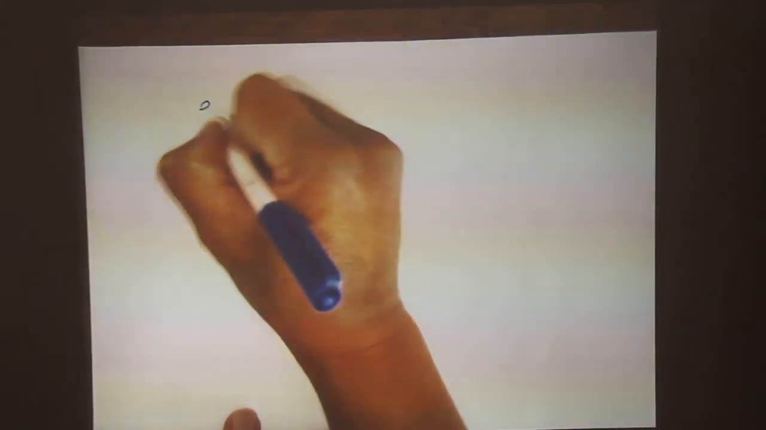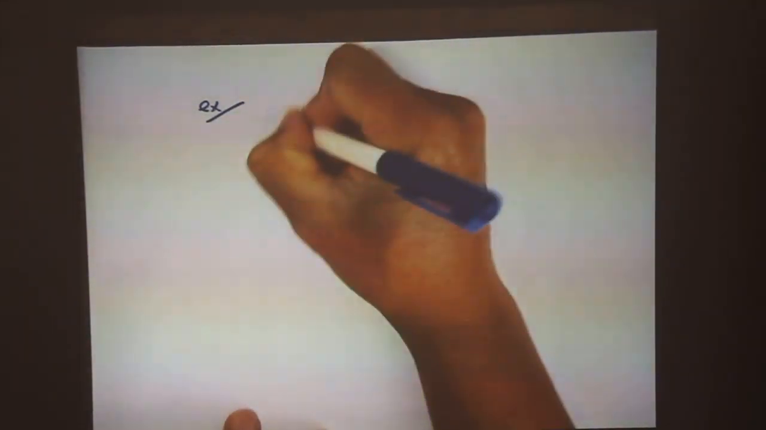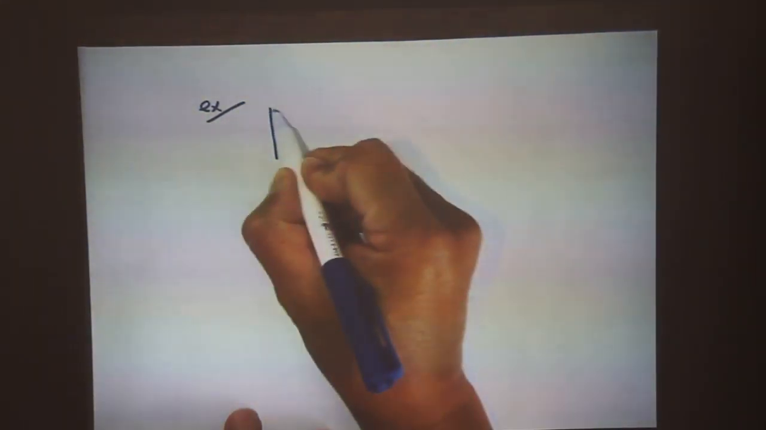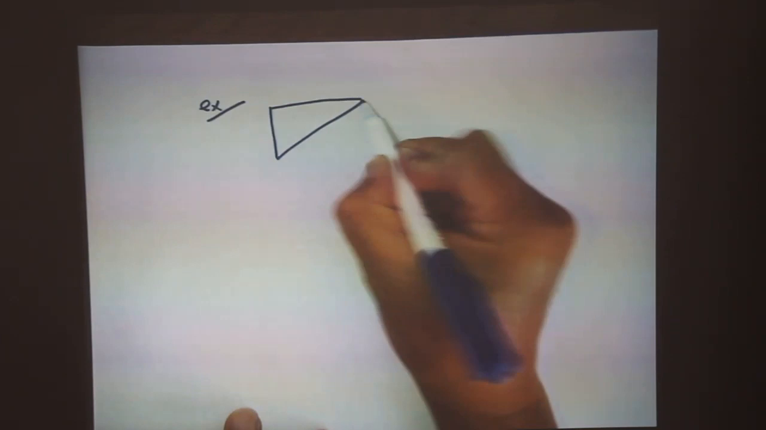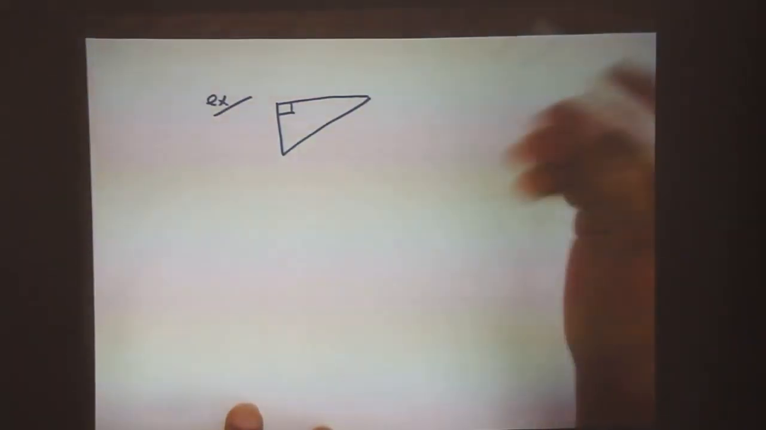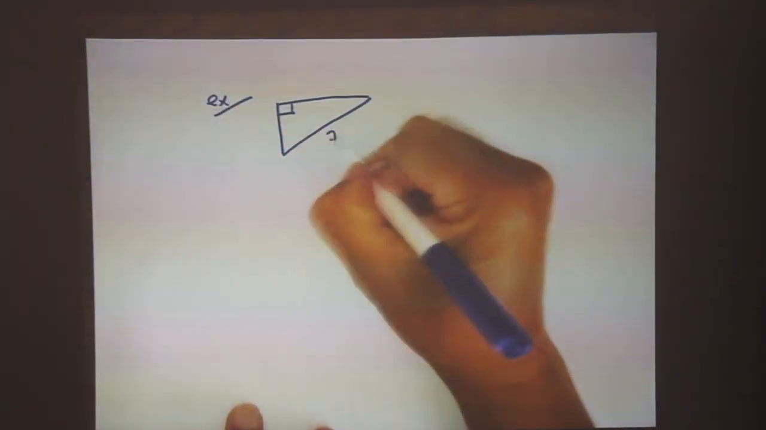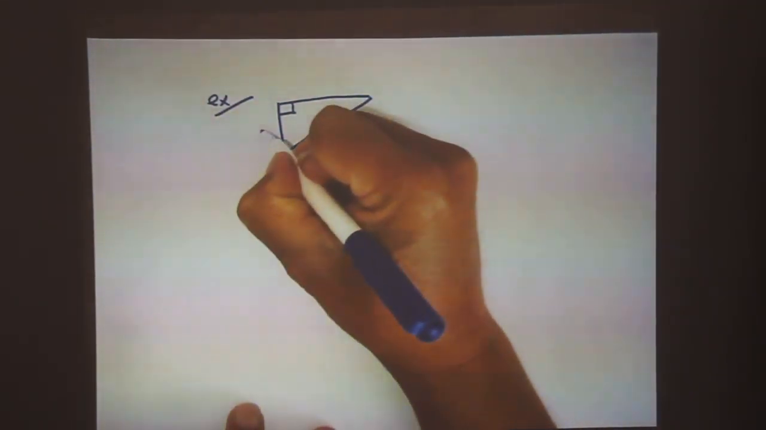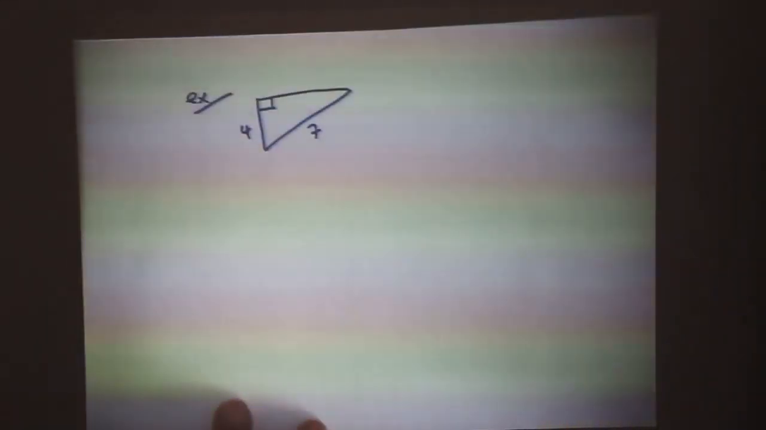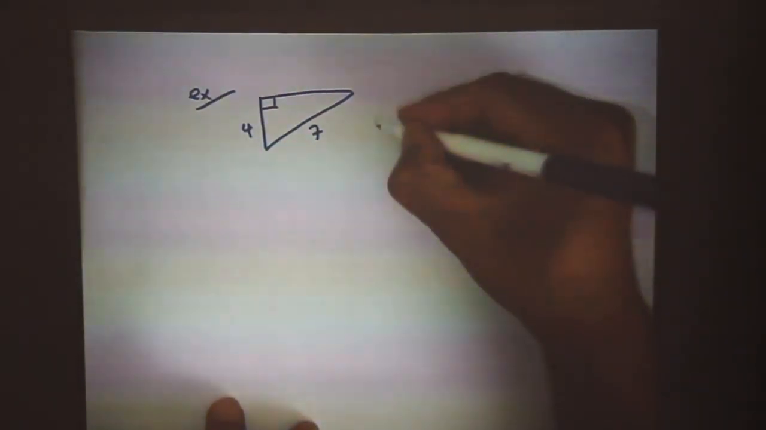And we'll look at another example of Pythagorean's theorem. It doesn't matter how the triangle is drawn or oriented, as long as you have a right angle in it, it becomes a right triangle for us, and we can apply Pythagorean's theorem to it.